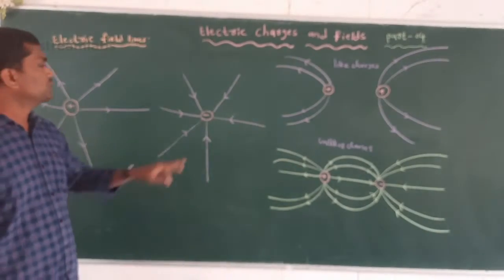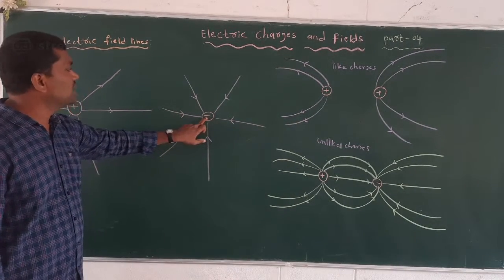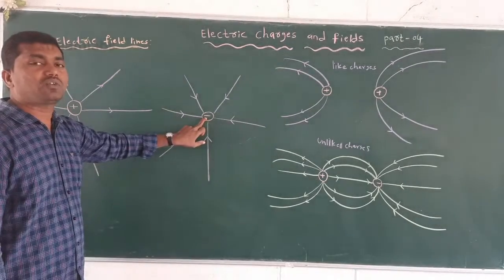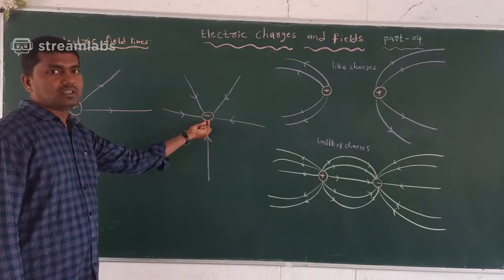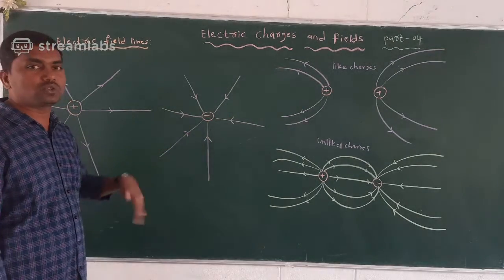In the first one, we observe the positive charge. All the field lines, the force lines, go away, outward from the point charge. In the second one, we observe the negative charge. These are all point charges, positive or negative. For this negative charge, all the electric field lines approach the point charge, which is the opposite of positive.